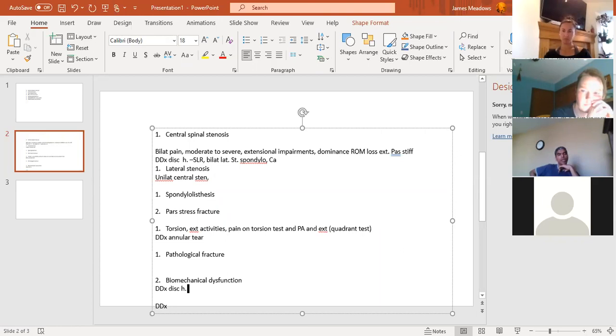Which you can get done for about $800? So your choice. Do you want to do the MRI? If not, then we'll treat it. We'll try and get the pain down. We'll restrict your activities. We'll treat it like it is a disc and see if it gets better. If it gets better in a week, it wasn't a disc, it was a biomechanical dysfunction.